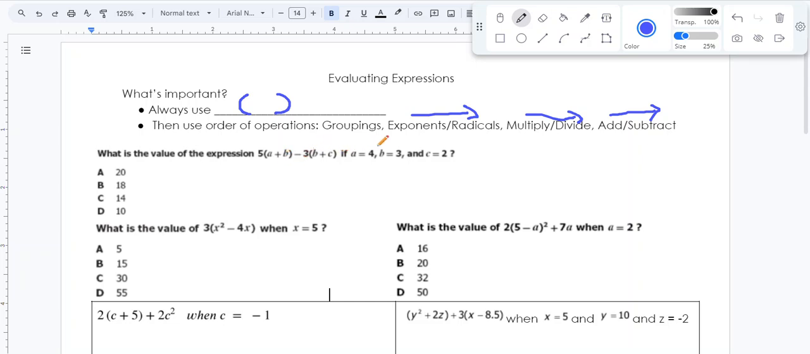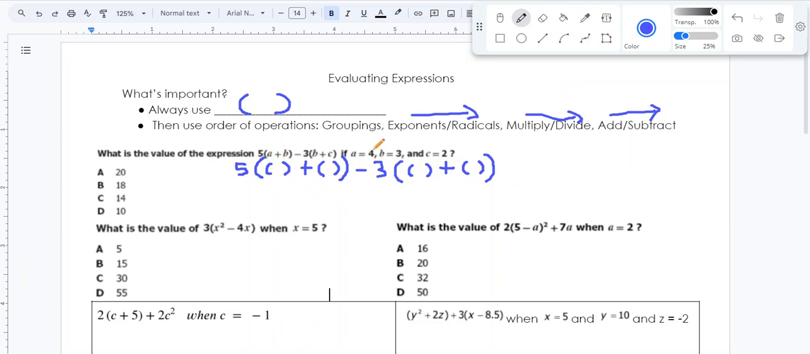Okay? All right, so the first one, what is the value of 5(a + b) - 3(b + c) if a equals 4 and b equals 3 and c equals 2? Okay, so what do we do here? We're going to rewrite the problem. But every time I see a variable, I'm going to replace it with parentheses, okay? So then I see b, so I'm going to put another parentheses, and then I'm going to close that big parentheses, and then it says minus 3, and then parentheses, and then b, so I'm going to put parentheses, and then plus c. And then c, I'm going to replace with parentheses. There we go.